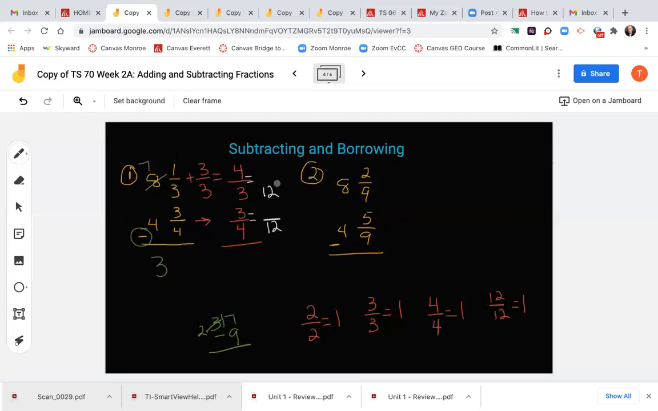So I write 12 equals 12 equals 12 again. How did 4 become 12? I multiplied by 3. So 3 times 3 is 9. How did 3 become 12? I multiplied by 4. 4 times 4 is 16. Now I've got the same denominator. So I can bring it down, add my numerators. 19 plus 6 is 25. Okay. All right. That's 16 plus 9, but I reversed the numbers because it was just easier to do that in my head. All right.